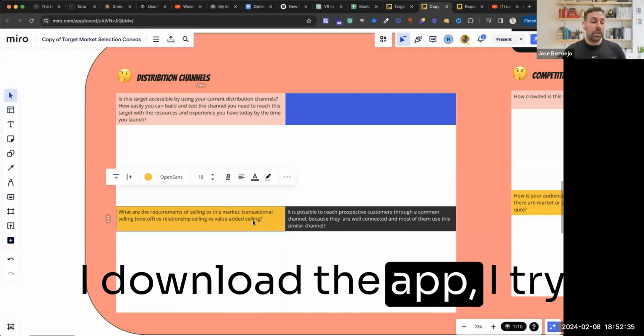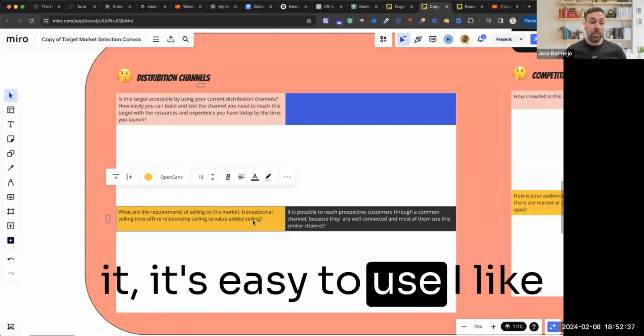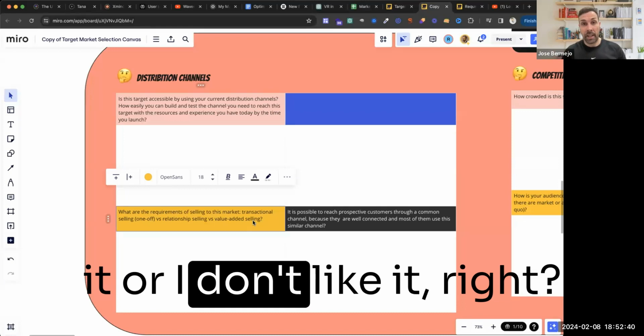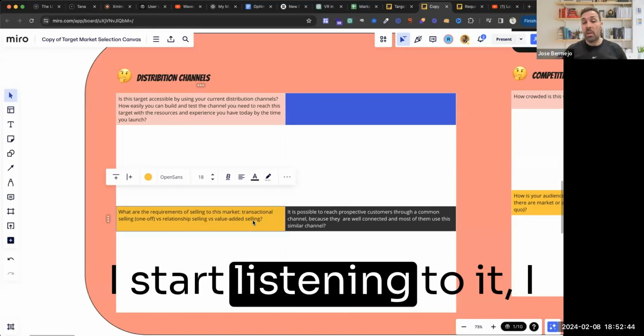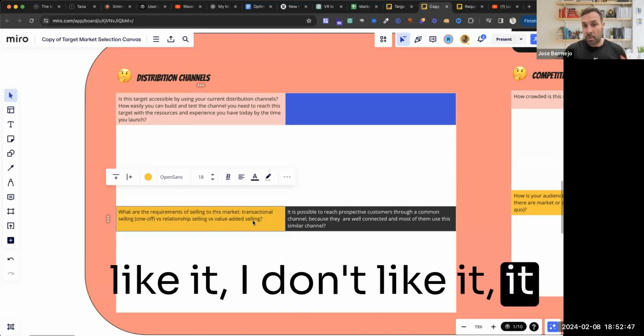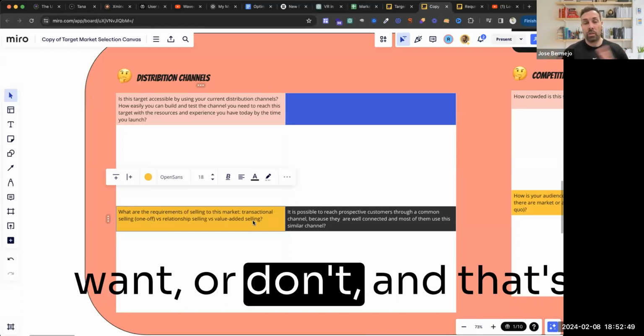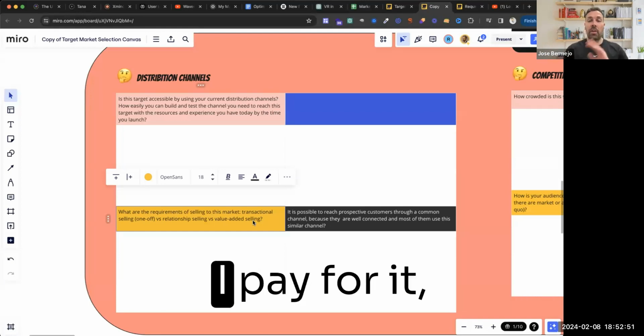I download the app, I try it, it's easy to use, I like it or I don't like it, right? It's like Spotify, it's super easy to use. I start listening to it, I like it, I don't like it. It comes with the music I want, with the podcast I want, or doesn't. And that's it. That's transactional. I pay for it, boom, that's it.